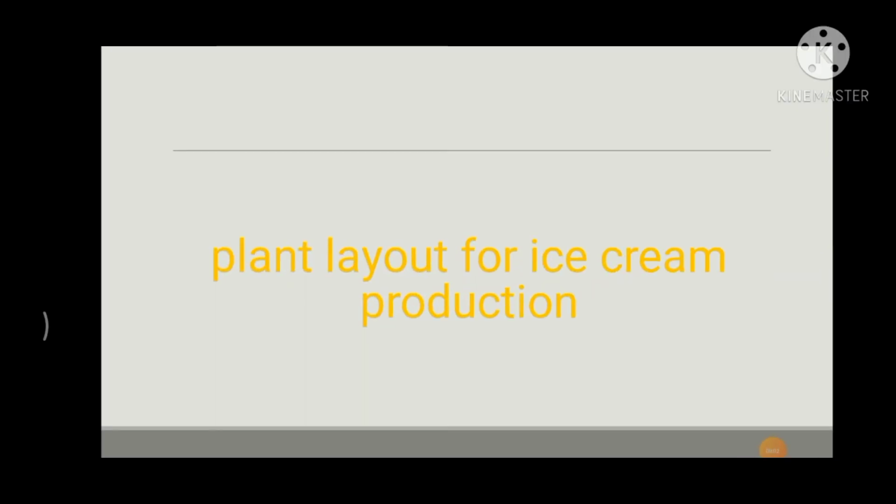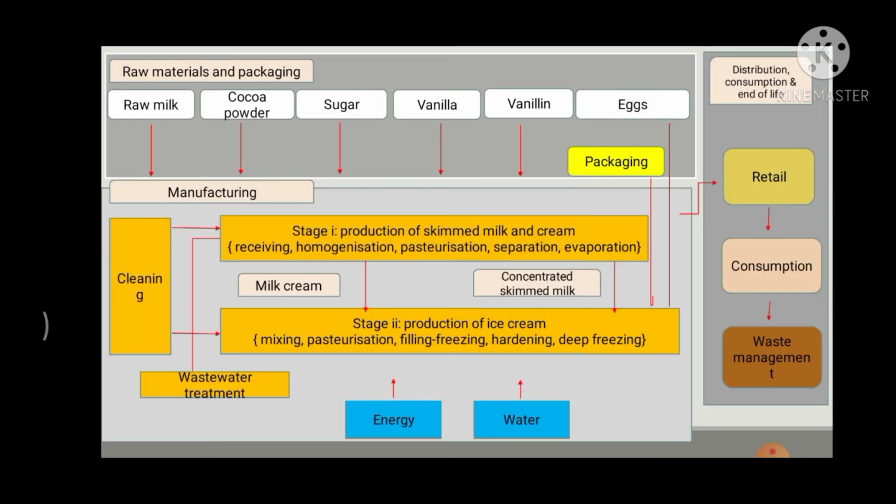Plant layout for ice cream production. So this is the plant layout for the ice cream production. It consists of 3 layouts, which are the raw materials and packaging layout, the manufacturing layout, and lastly the distribution, consumption and end-of-life layout. The first layout contains the ingredients that will be used for the production of ice cream and also for the packaging process.